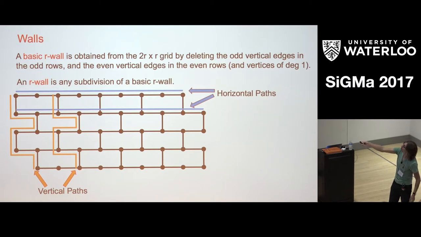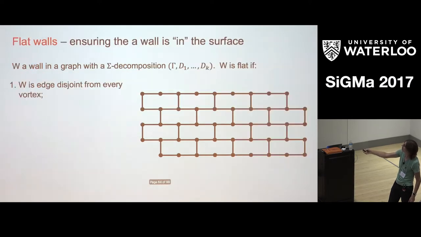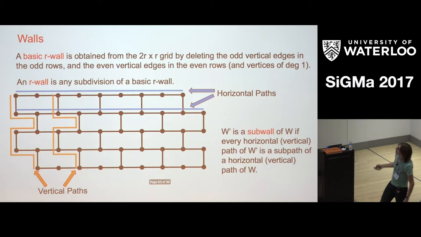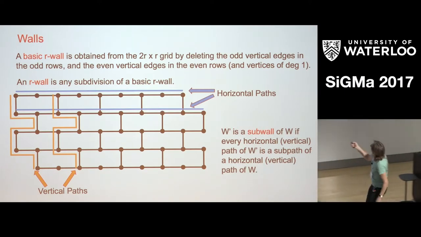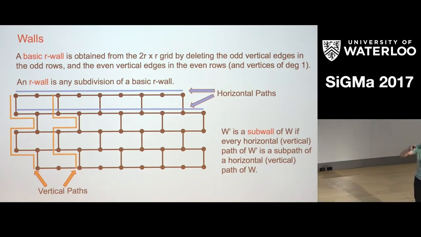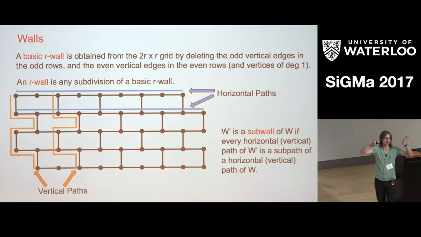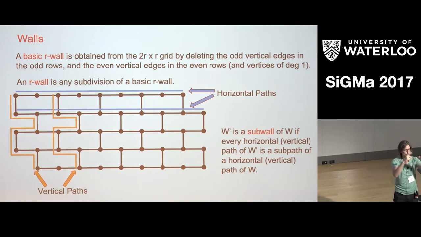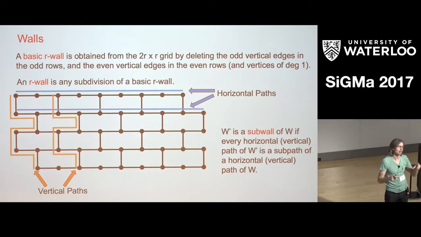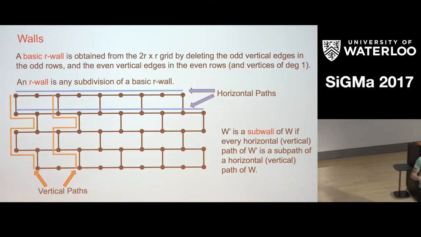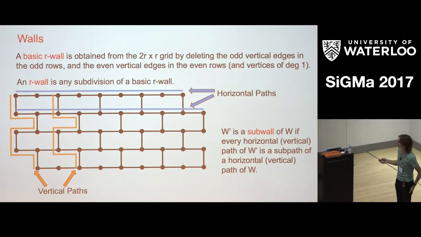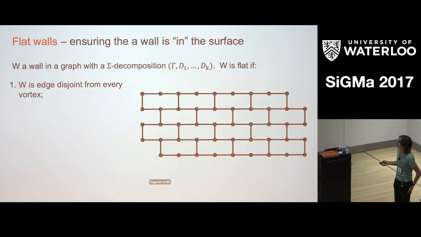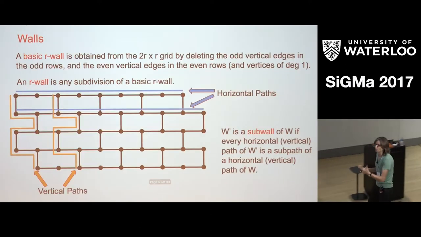OK, so I have horizontal paths, vertical paths in my wall, right? So I have the paths going across like this, and the vertical paths going down like this. So a subwall of W is a wall that actually sort of preserves the picture that I have so far. So when I talk about a subwall, I really am thinking of the same picture just restricted down to a little square subsection. I'm not rotating and finding some weird subdivision like that. It's like really preserving the picture that I have. Okay, so that's a wall.